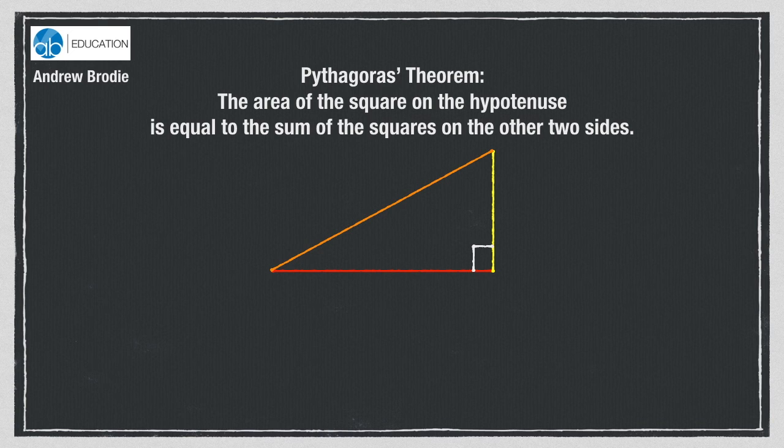On this right-angled triangle, the hypotenuse is labelled with a capital H, and the two shorter sides are labelled A and B. The short, simple way of stating Pythagoras theorem is h squared equals a squared plus b squared. This is the bit you need to remember.